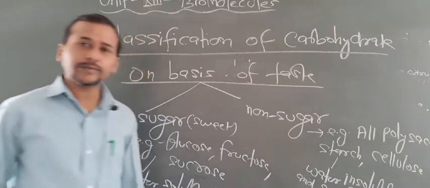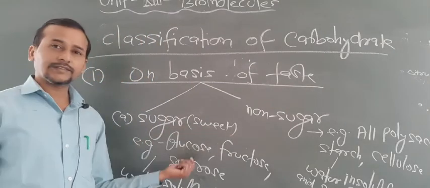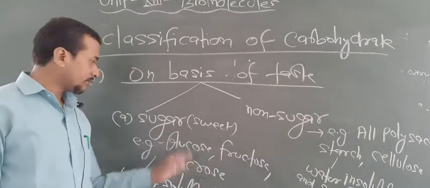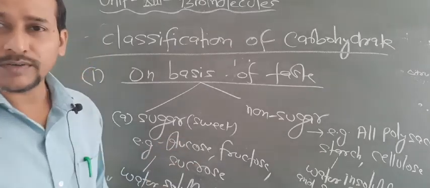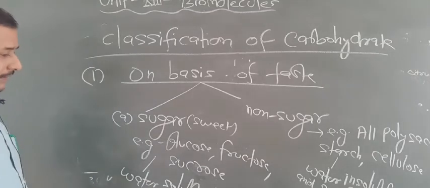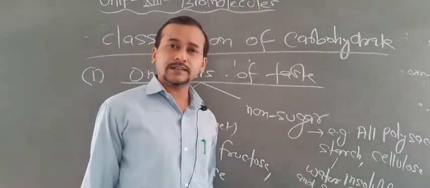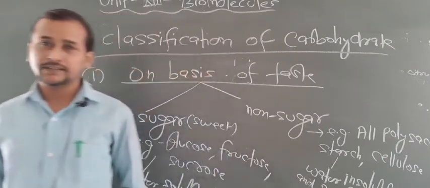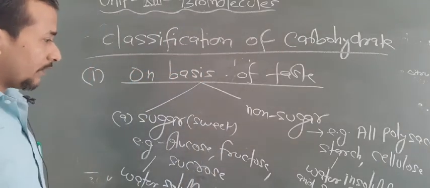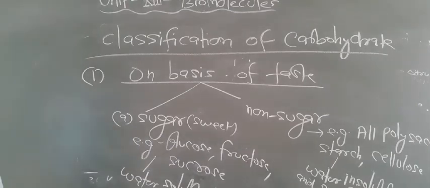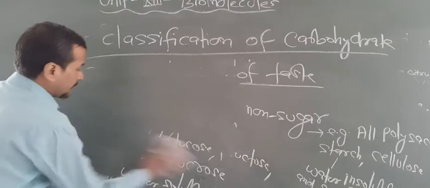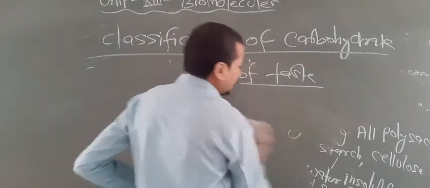So one difference may also be asked: which of these are crystalline and water soluble. Sugars, for example glucose, fructose, sucrose, are basically water soluble and crystalline in nature, and the non-sugars, that is polysaccharides, for example starch, cellulose, are basically water insoluble and amorphous. So this is the classification of carbohydrates, dear students, on the basis of their taste. Now the second classification, on the basis of hydrolysis.